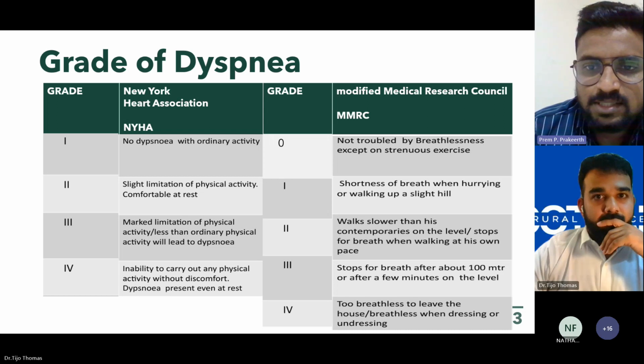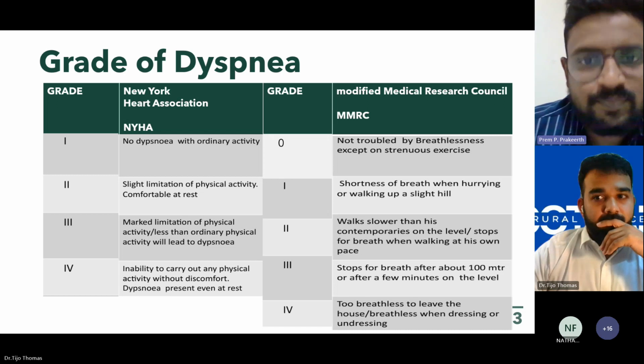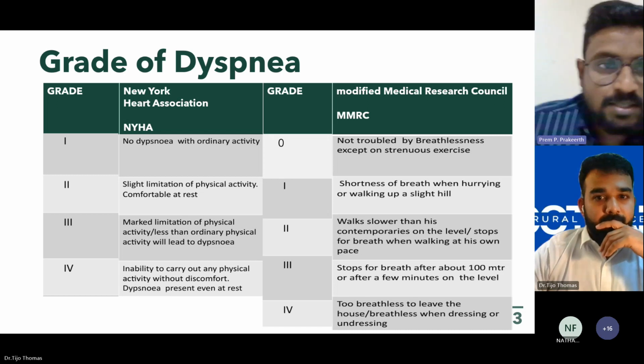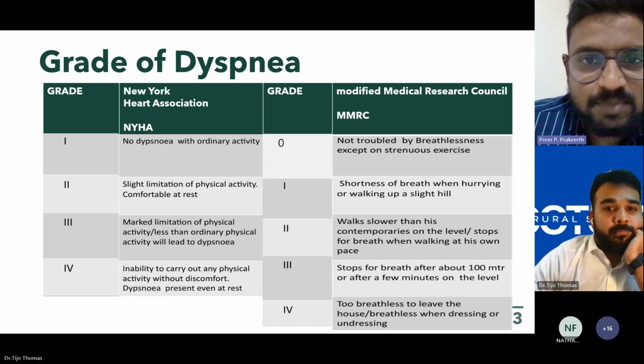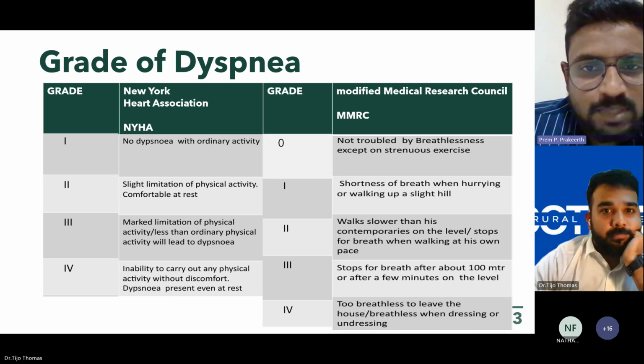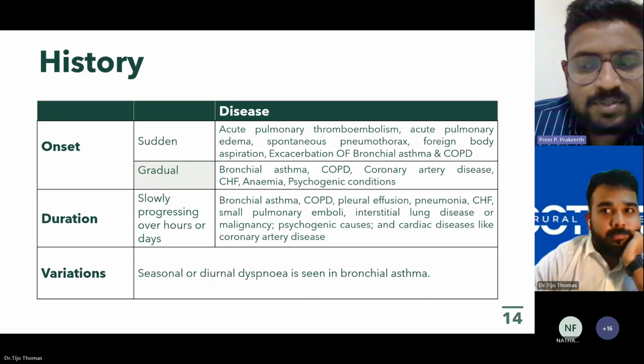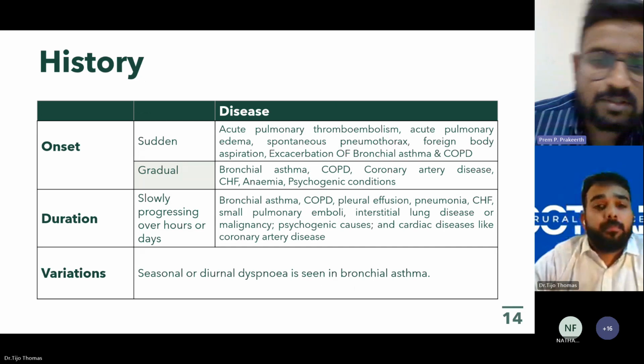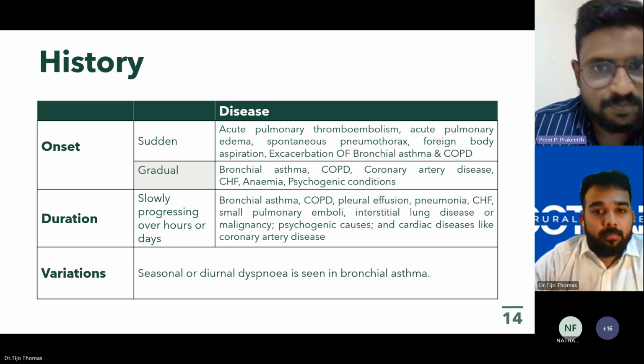Which congenital heart disease? Congenital heart disease, usually the bicuspid aortic valve, can present at this age, and very small ASDs can present at this age. Pulmonary stenosis can present at this age. So all these congenital heart diseases can also present at this age. So if a patient comes with heart failure, you have to be thinking of all these causes.